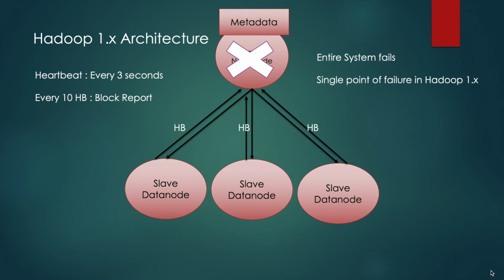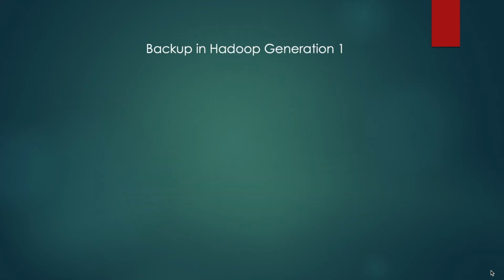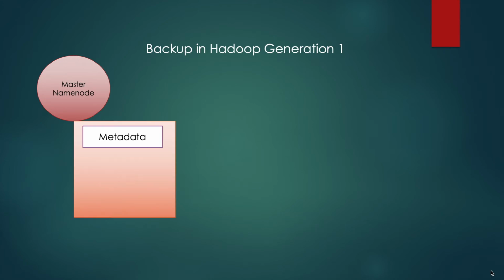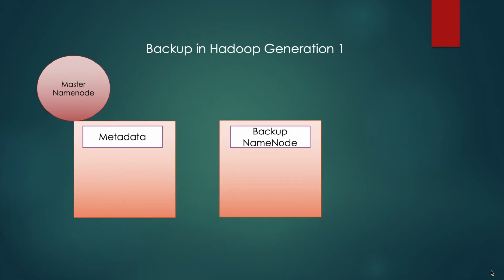Like this, the name node has become a single point of failure in Hadoop 1.x. In order to overcome this issue, a backup name node has been introduced in Hadoop architecture. So let us now see the backup in Hadoop 1. As we have seen earlier, we have a master in Hadoop, and the master has all the metadata information. Let us now introduce one more machine, which is the backup name node. Let us assume that at 6 a.m. the metadata information is taken into an FS image, and this FS image is replicated into the backup name node.